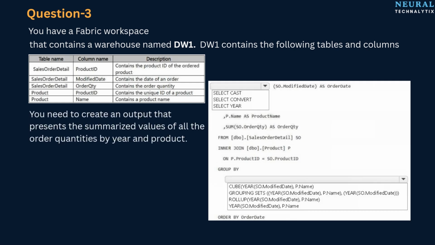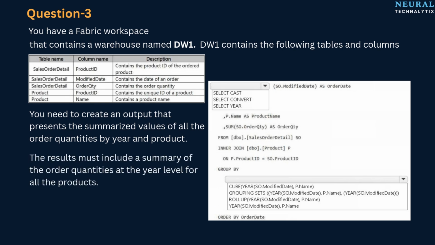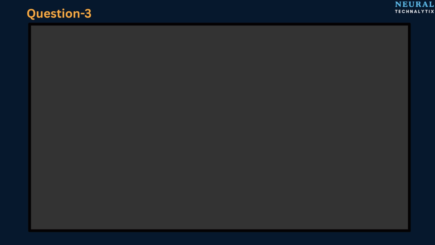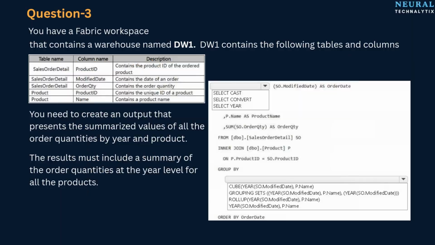Now here's the requirement. You need to create an output that presents summarized order quantities by year and product. And very importantly, the results must also include a summary at the year level for all products. Now pause here. This question is clearly about aggregation logic, not joins, not filters, not performance tuning, aggregation. Now let's look at what the code is asking us to complete.